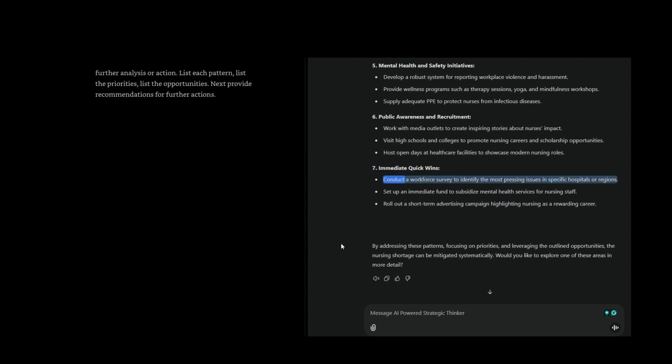7. Immediate quick wins: conduct a workforce survey to identify the most pressing issues in specific hospitals or regions. Set up an immediate fund to subsidize mental health services for nursing staff. Roll out a short-term advertising campaign highlighting nursing as a rewarding career.